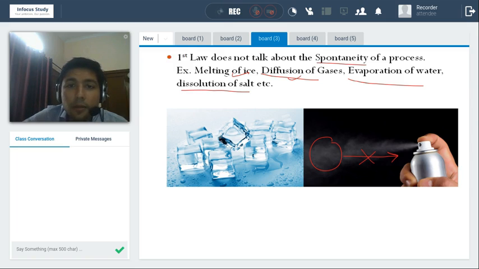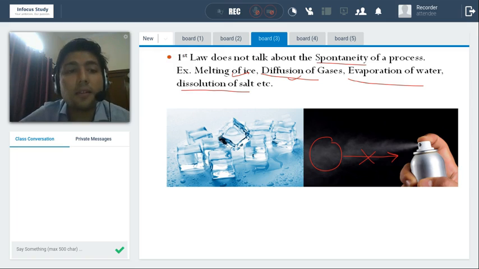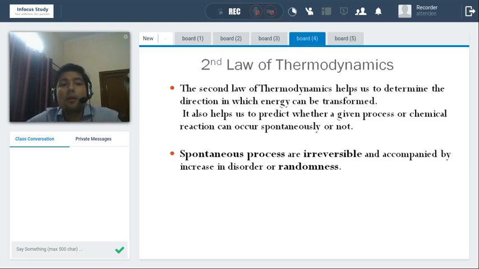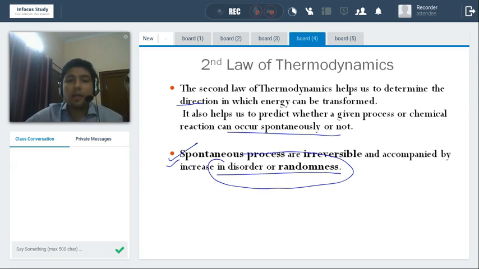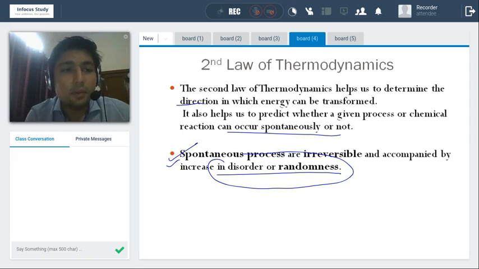Therefore, we need a law which can explain these two things, and that law is the second law of thermodynamics. The second law of thermodynamics will help us to determine the direction of energy, and also helps us to determine whether a process can be spontaneous or not. How does it do that? Very simple definition. The second law states that spontaneous processes are irreversible processes, and they are accompanied by an increase in disorderness or randomness. This is the keyword, disorderness or randomness. So it says that whenever disorderness or randomness increases, a process will be spontaneous.